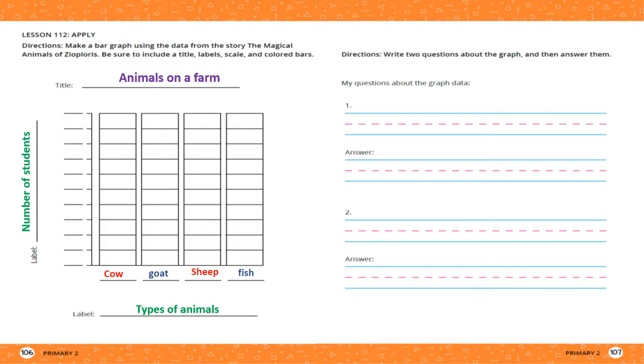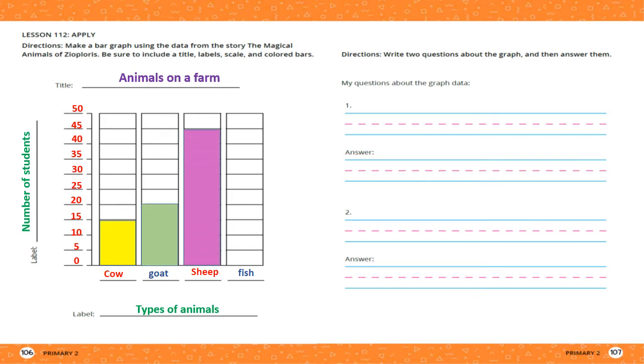Then now we will write the scale. 0, 5, 10, 15, 20, 25, 30, 35, 40, 45, and so on. Here in our scale we are skip counting by 5. We will find that there are 15 for cow, 20 for goats, 45 for sheep, and 35 for fish. Here I give you two questions about the graph and we will solve them together.